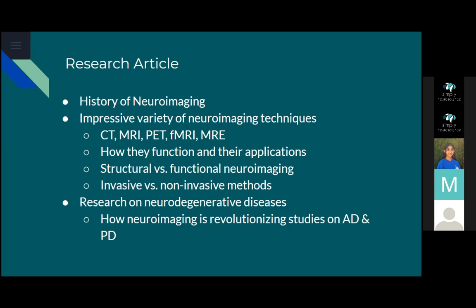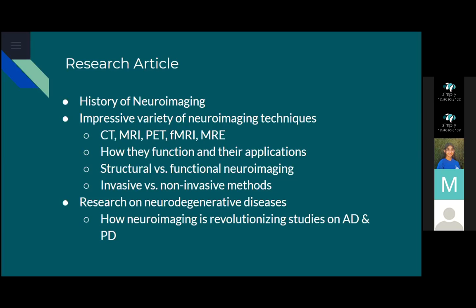And then, talking a little bit about our research article that we wrote, similar to what we see in this presentation, we talk about the history of neuroimaging. Specifically, we talk about how before neuroimaging was invented, psychologists and physicians really didn't have a lot to go off of, except for clinical symptoms and behavior. They couldn't actually see inside the brain unless it was an autopsy.